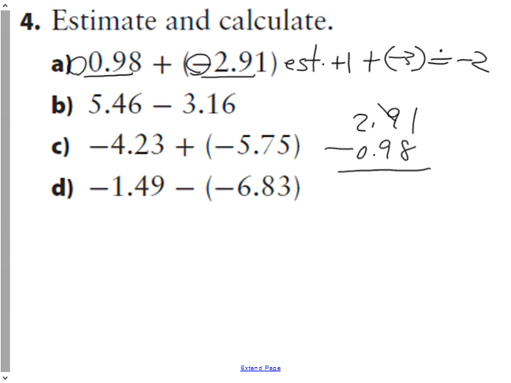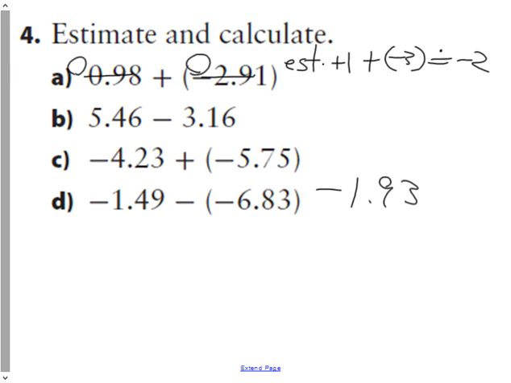1 take away 8 I can't do, so I borrow. 11 take away 8 is 3. 8 take away 9 I can't do, so I'm going to borrow again. And 18 take away 9 is 9. And 1 take away nothing is 1. So when I use my basic algorithm for subtraction, I get 1.93. And again, that tells me how many more negatives I have. So therefore, our calculation will be negative 1.93.